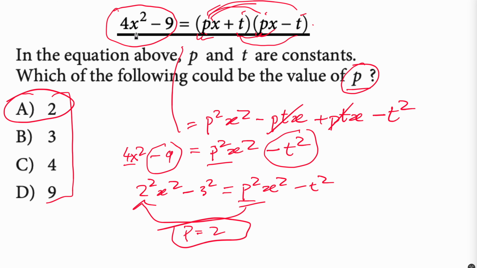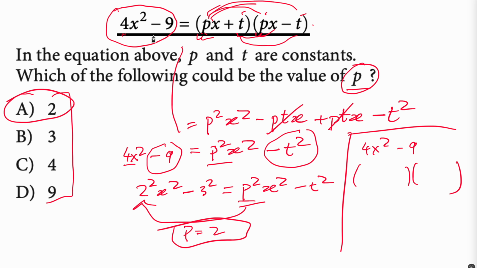There's another way. On the right side you break the parentheses, but you can also break what you have on the left side. We can do it real quick here. You have 4x squared minus 9. You can always factor that out. So you have 2, and 2, and 3, and 3, and x, and because there's a negative here, one of them is positive and one is negative. You can always do that.